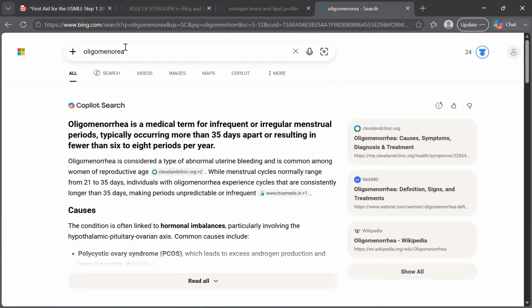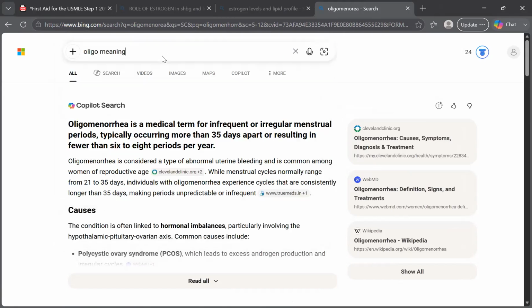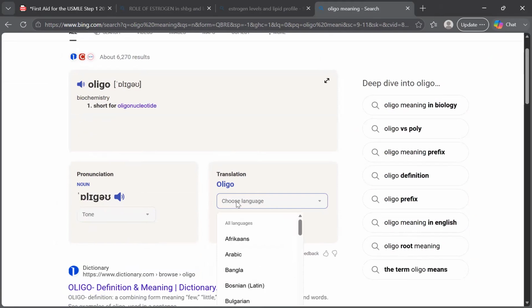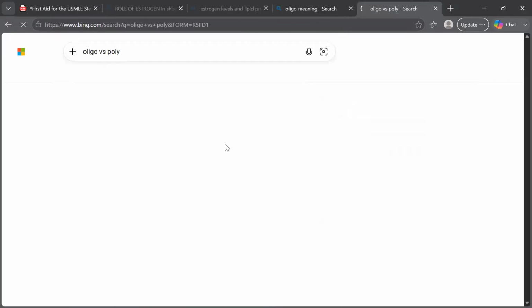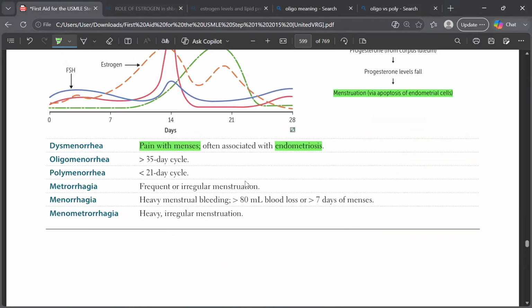Okay, so oligo means less, right? No, it's oligo versus poly. Okay, so short chain. All right, so oligo is short, and if your cycle is greater than 35 days, then you are going to have like 7 or 8 periods per year. So it's going to be a short menstrual cycle.